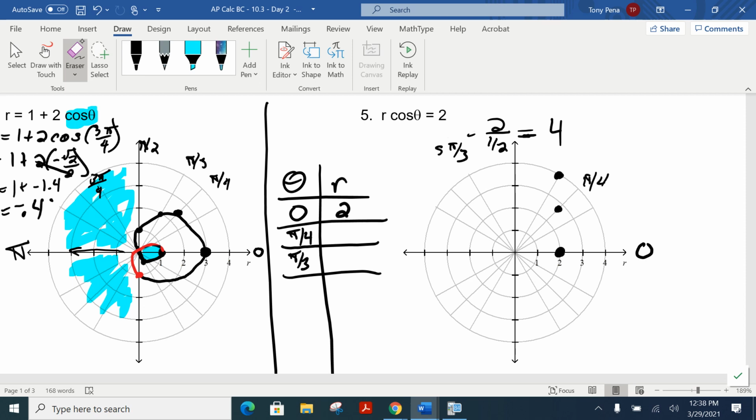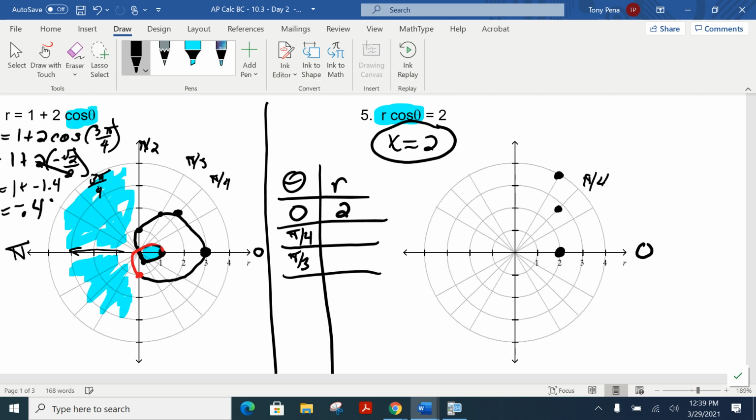What is this starting to look like? Yeah, a straight line, specifically a vertical line, right? Doesn't that look like those are all lining up vertically? If you remember, the very last day or two before winter break, remember our conversions? Do we remember what r cosine of theta was equivalent to? x. So what this really is, is x equals 2. Isn't that what we're forming right now? Aren't we forming a vertical line going through 2? All right, so not a coincidence.